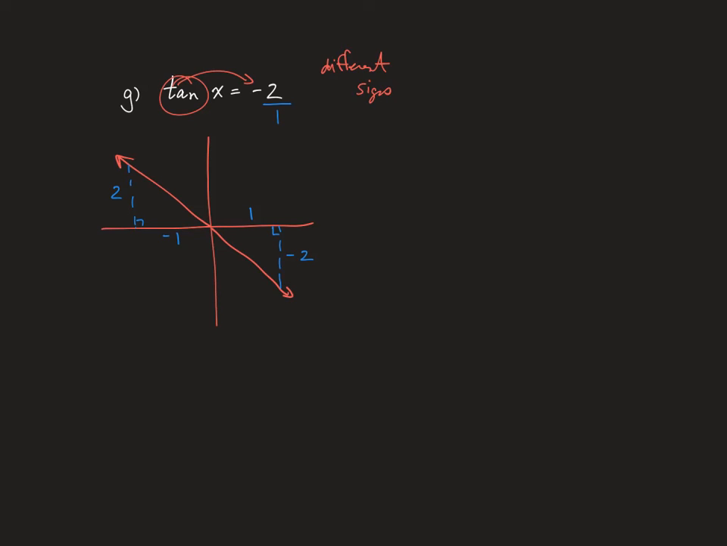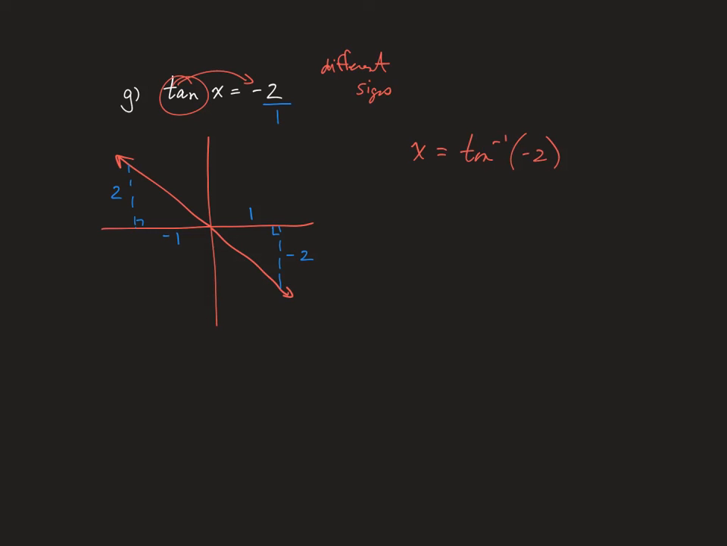I'd just like you guys to notice that there is a really common mistake here. The common mistake is going to be to write that x is equal to the inverse tan of negative 2. And what you're going to notice if you push buttons on that is you're going to get something that looks a little different on your calculator.